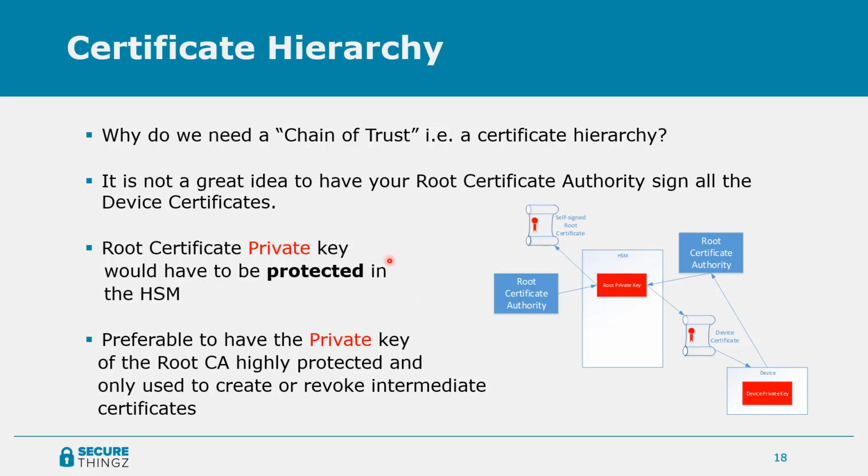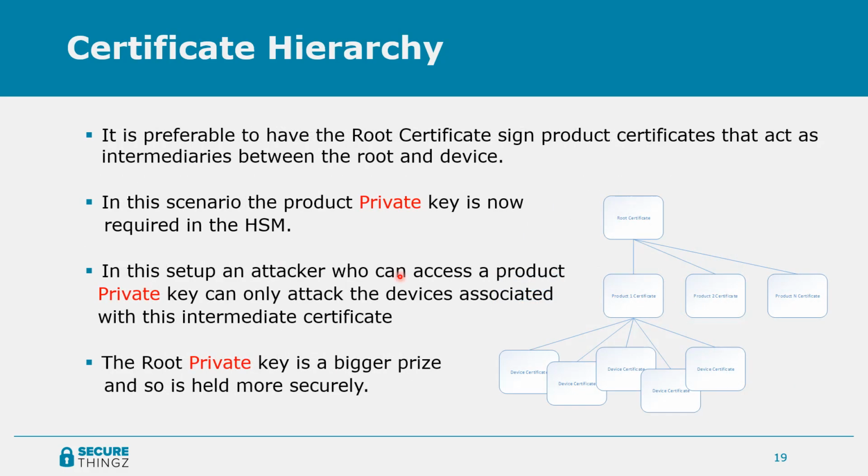The root certificate private key, which is held by the company, would have to be protected in some sort of HSM. So it's preferable to have the private key of the root certificate highly protected and only used to create or revoke intermediate certificates. You don't want the private keys of these large companies that provide this PKI infrastructure to be held in an HSM in a programming center, because it's needed there to program the device certificate that's provisioned inside your MCU. That company is not going to let their private key be sent out to HSMs. So we need some sort of intermediate certificate to allow us to not have to implant or remove the root certificate keys from the root authority.